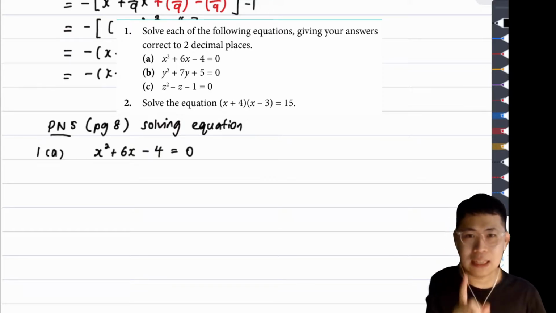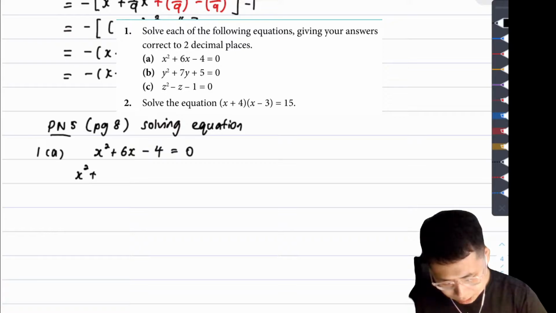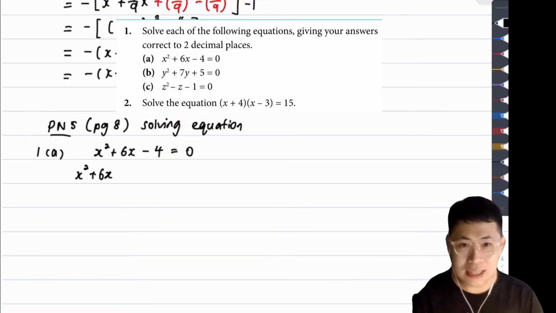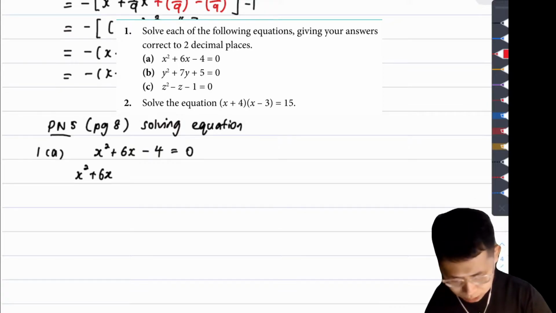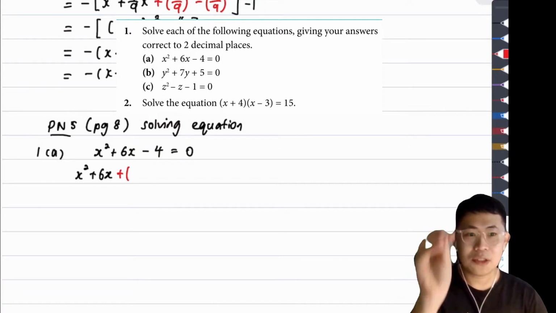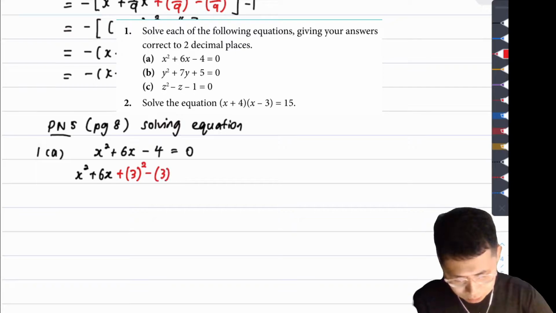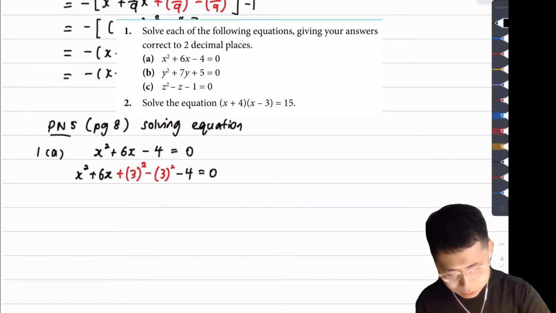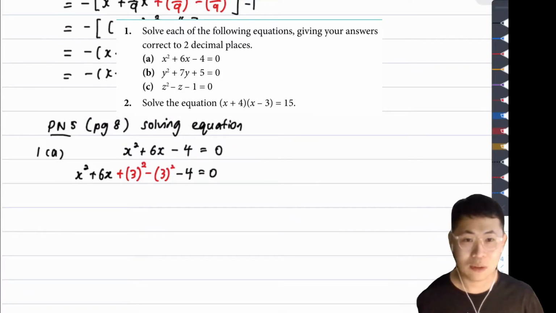So the first method is our traditional method. We squeeze in the b over 2 squared on the left hand side. So we need to add b over 2. b is 6, 6 over 2 is 3. So plus positive 3 squared minus positive 3 squared, and we will minus 4 and it equals 0. This is to maintain the equation.